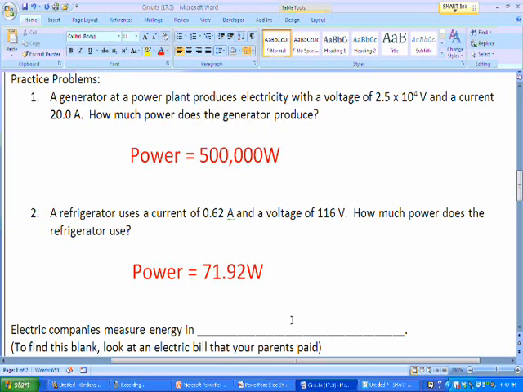Now, as you see, number 1, the power was 500,000 watts. Number 2, the power was 71.92 watts. If you got these correct, you can go ahead and fast forward the video through my examples. If you did not get them correct, hang with me. I know it'll take a little bit longer, but I'll show you how you were supposed to do them, and let's see if you can figure out where you went wrong. Make sure you write down any questions you have, as always, so that we can answer them in class.